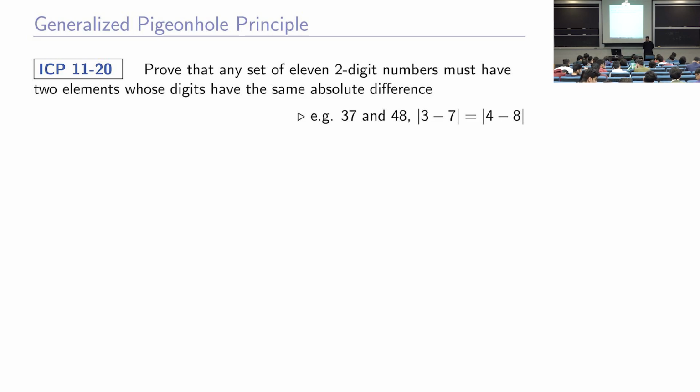Okay. Suppose I take any set of 11 two-digit numbers. I take a two-digit number, and subtract its digits and take the absolute value, right? Some two numbers must have the same absolute difference between digits. Any set of 11 numbers, how many two-digit numbers are there?